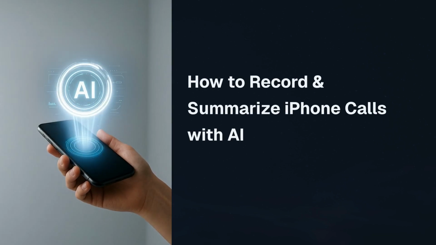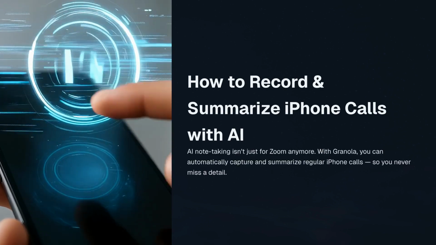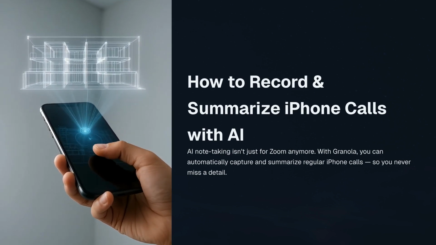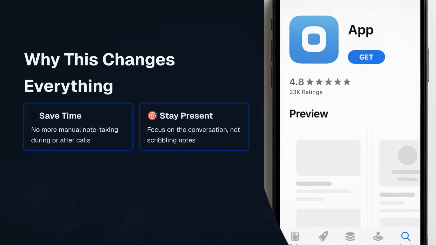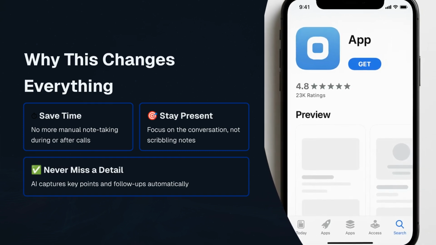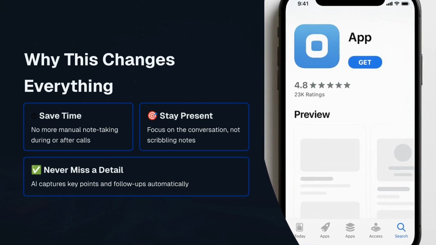Welcome to this video on how to record and summarize iPhone calls using AI with Granola. Granola automatically captures and summarizes your regular iPhone calls so you never miss a detail. This technology changes everything by helping you save time, stay present in the conversation, and never miss a detail. AI automatically captures key points and follow-ups for you.